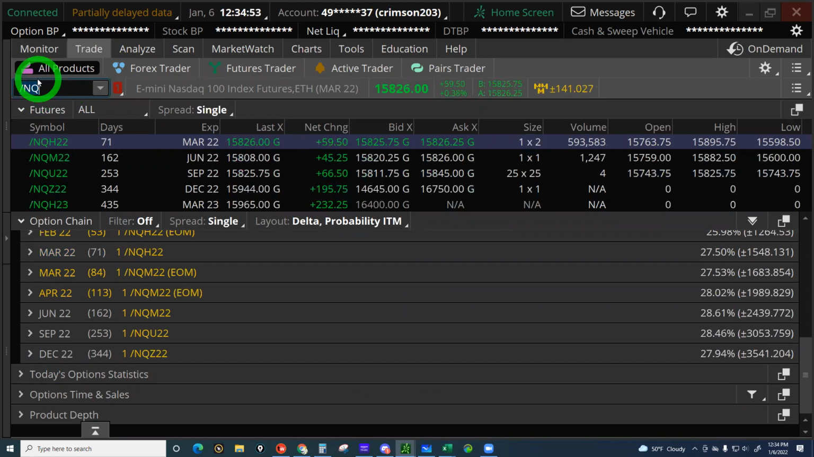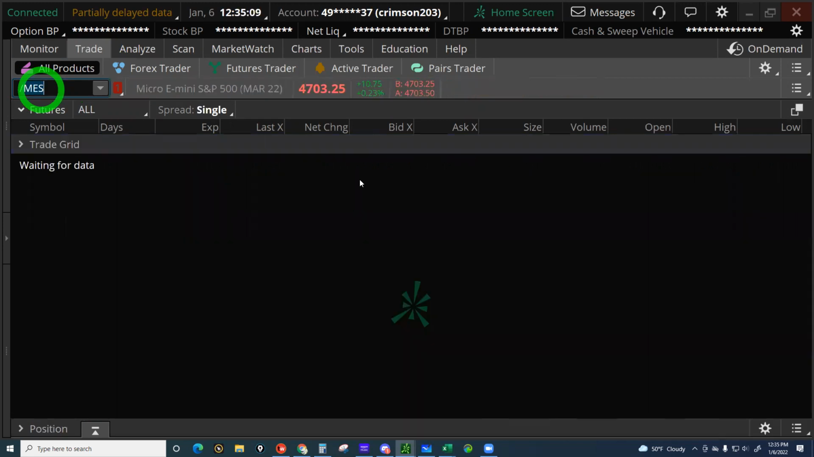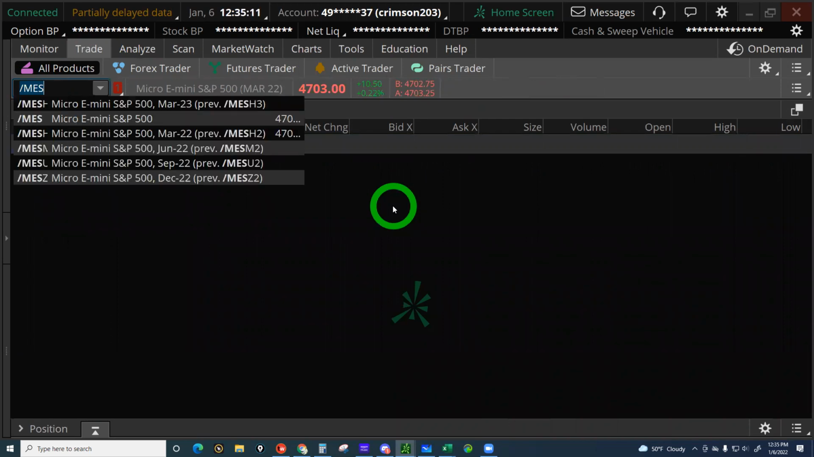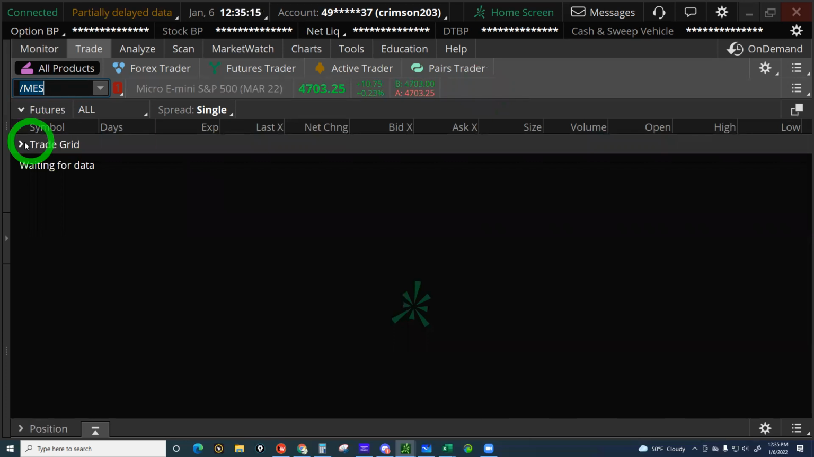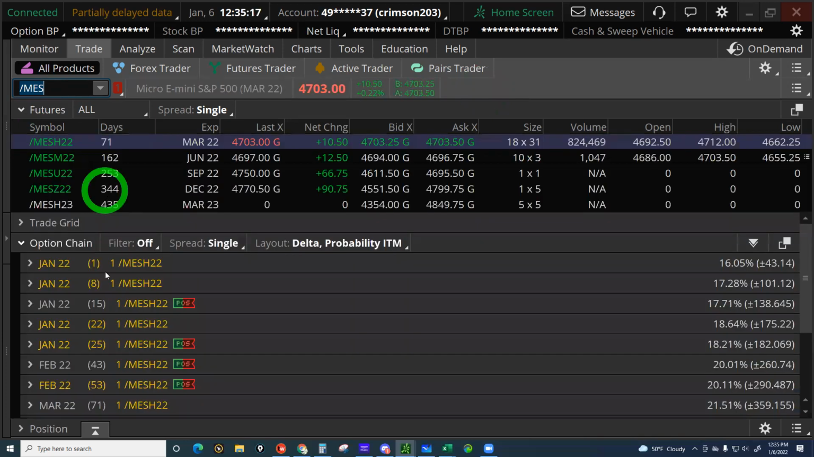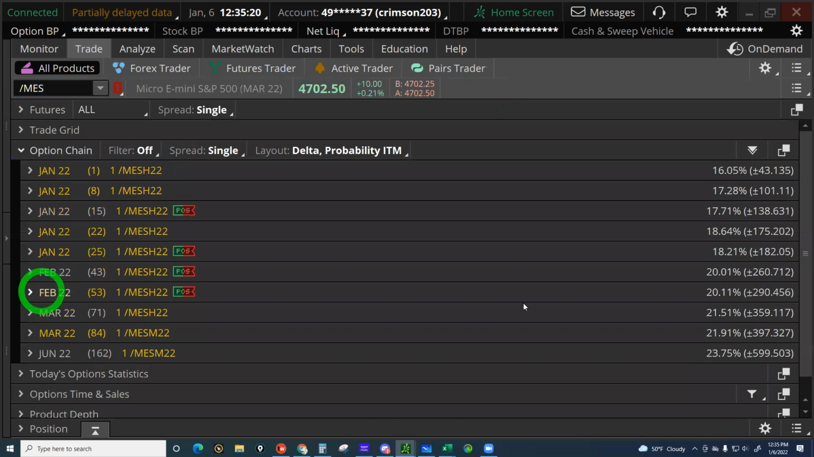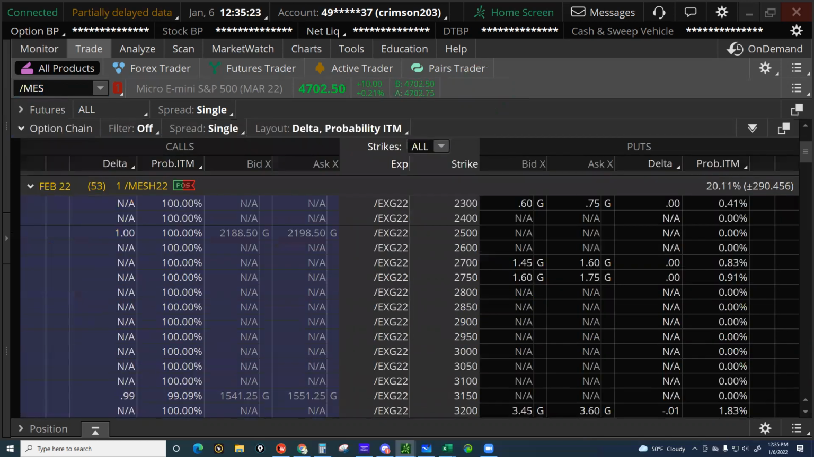Let's go over here and put in the micros on it. Micro. Anteater. It could be an Anteater. All right. Let's put our same trade in over on here. Waiting for data. Okay, here we go. So we got our macros. Where do we go? 53 days. And we're going to do the same strikes over there.